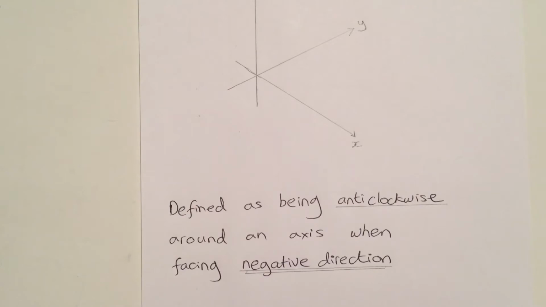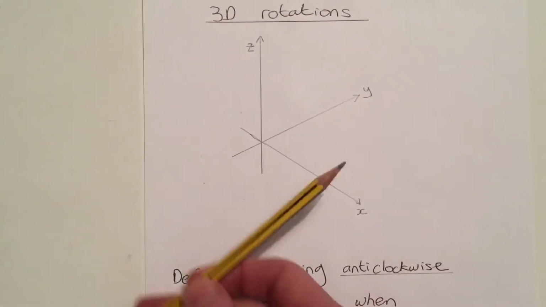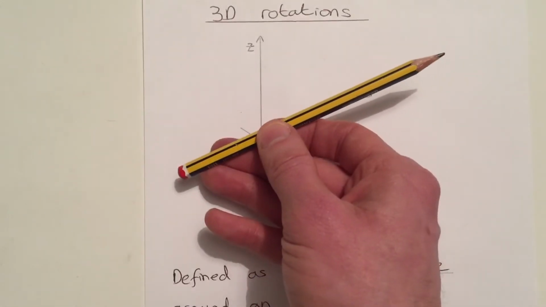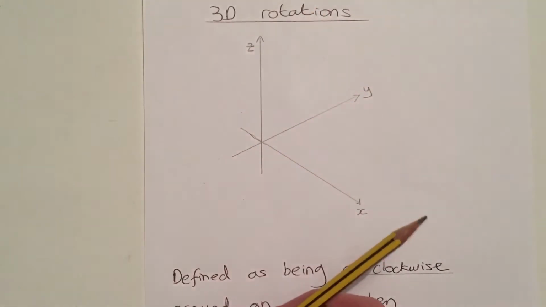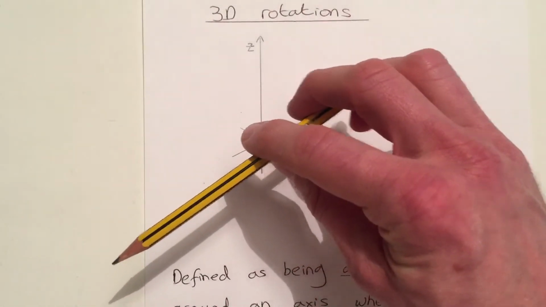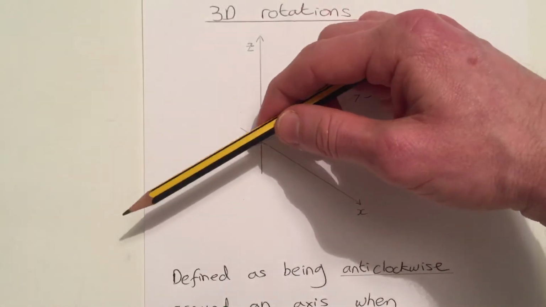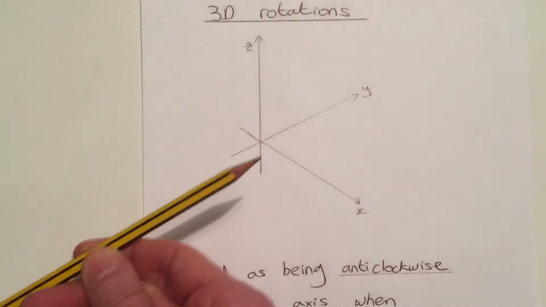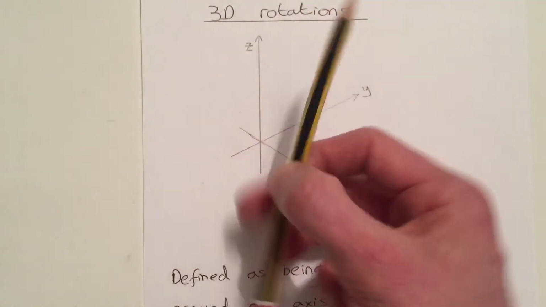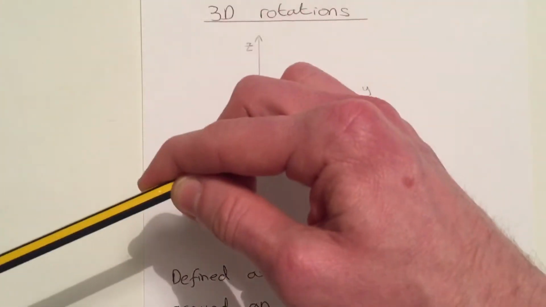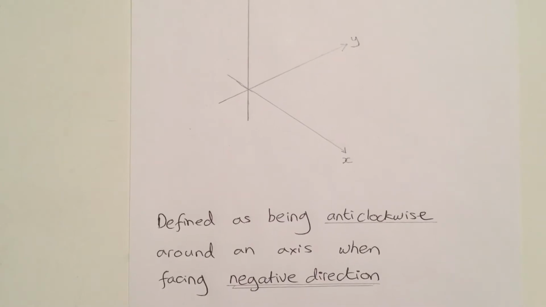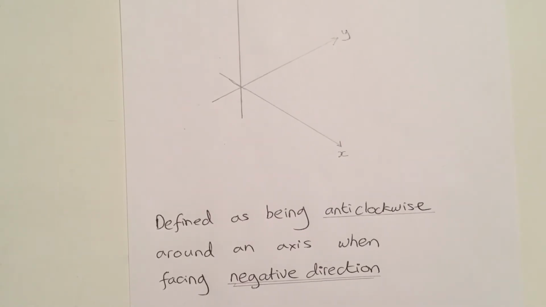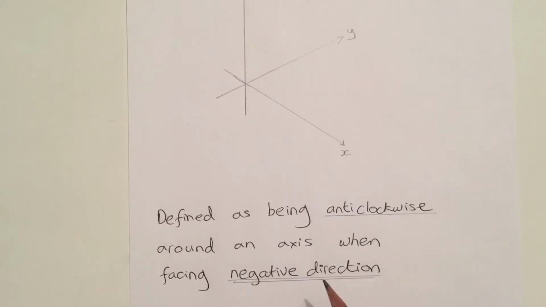Because if I'm facing forwards, so for example, if I was looking along the y-axis here, an anti-clockwise rotation would be that way round. Whereas if I was facing the other way, an anti-clockwise rotation would be the other way. So if I'm facing this way, the rotation would be like that. If I'm facing this way, the rotation would be like that. So the direction in which you're facing is actually important. And so what we do is we define it as being when you are facing the negative direction.